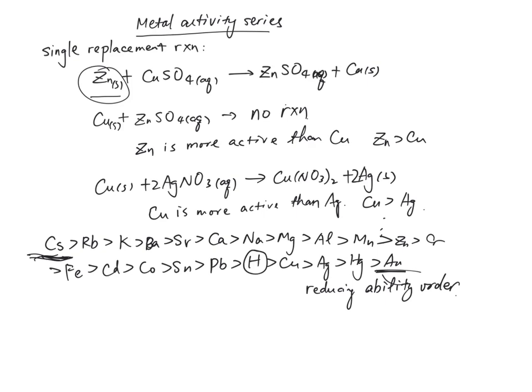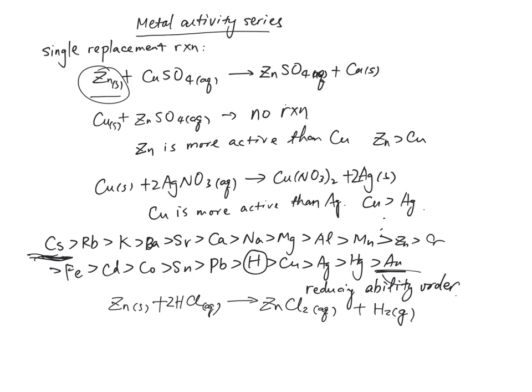Single replacement reactions also involve chemical reactions containing hydrogen ions. Here's the example. When you put zinc metal into an acid solution, aqueous, a single replacement reaction actually would happen. You would see zinc turn into an ion, dissolve in the solution, and you would actually see gas bubbles coming out of the solution, and that would be hydrogen gas.